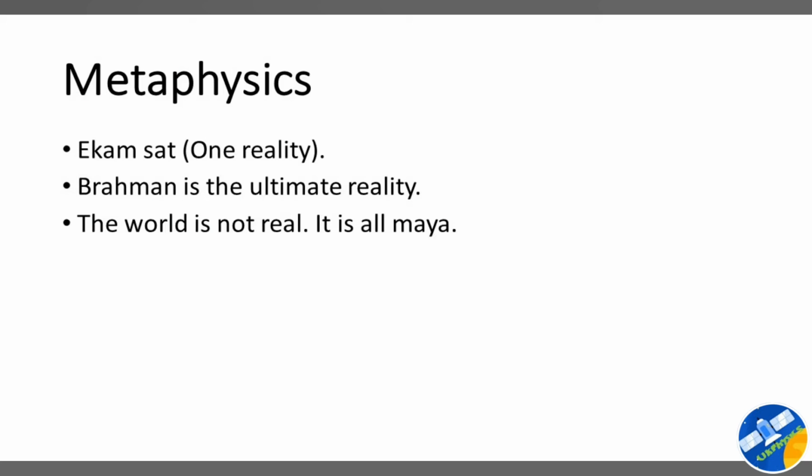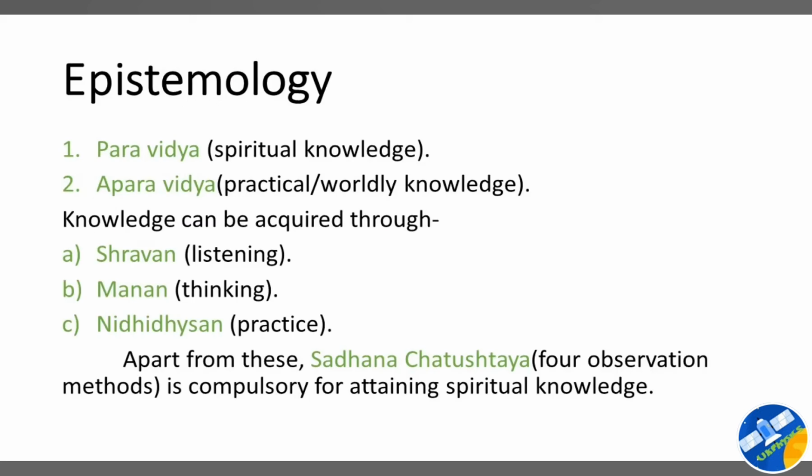So metaphysics means reality, and Shankara has talked about Ekam Sat, that there is only one reality, which is Brahman, God. The world is not real. It is illusion or Maya. Next, epistemology. Epistemology means knowledge. And knowledge, according to Shankara, is of 2 types, Paravidya and Aparavidya. Paravidya means spiritual knowledge, and Aparavidya means worldly or practical knowledge.